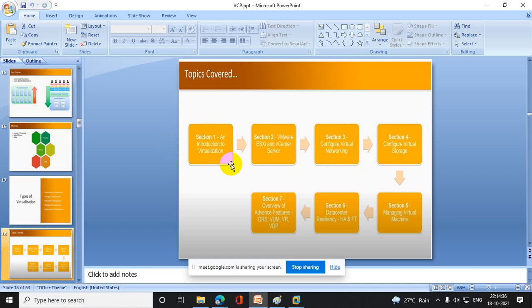This is how we work. First, the induction module is over. Next is VMware ESXi and vCenter servers. Third is configuring virtual networking. Fourth is configuring storage. Fifth is managing virtual machines. Sixth is data center redundancy, HA and FT. Seventh is VRS, VM, all those stuff, and VDP.